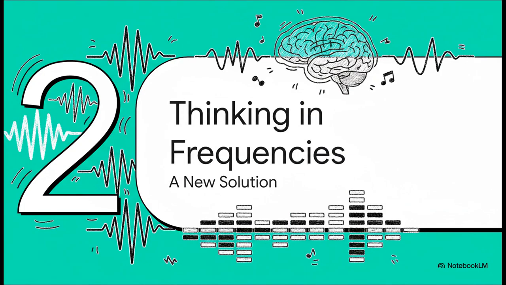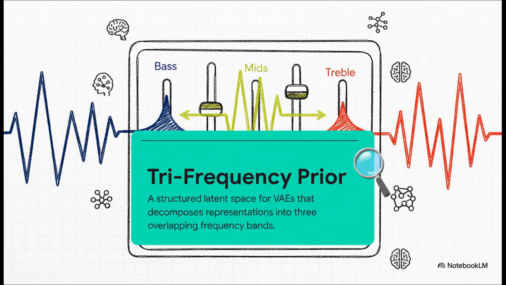So, how do we fix this, right? How do you teach an AI to think in layers? Well, the solution is actually surprisingly elegant, and it comes from a place you might not expect: the world of sound. We're going to teach it to think in frequencies. The core idea is called a tri-frequency prior. Now I know that sounds super technical, but stick with me.